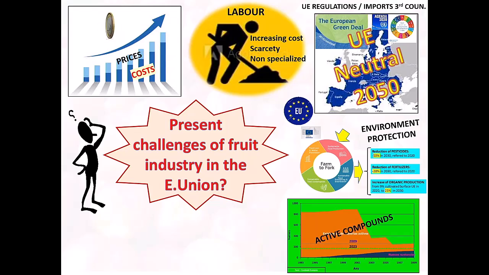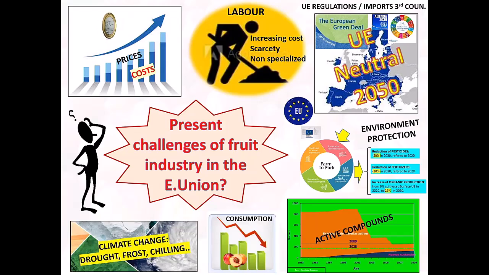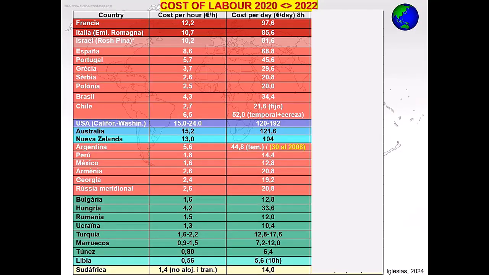So it's huge, the reduction. We don't have tools to control. We have the decrease of consumption, and at the end we have the climate change. So it's an extremely complicated situation that we are in.